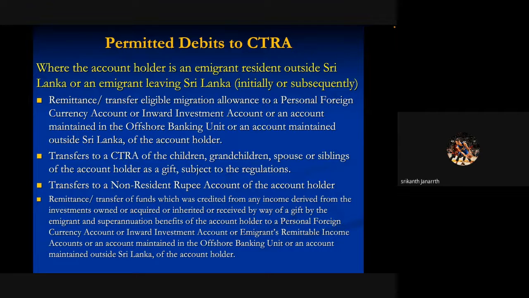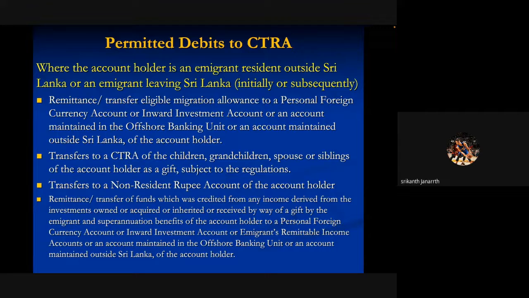Then what are the permitted debits? Remittance. You can look at the words remittance and transfer. There are two things here. Remittance means you send the money out. Transfer means it is going to another local account. So you can now see, though you become eligible to send certain money outside, you can make remittances from your allowances. Whatever the allowances, you can debit the CTR and send money. That is remittance, right? Or you can transfer your eligible migration allowance to your personal foreign currency account.